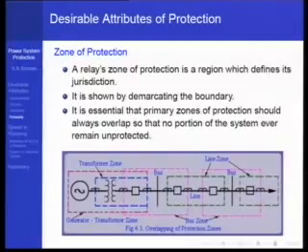So all of us know about this zone of protection and so on. The point is, there are two important issues. One is that zones have to overlap. You cannot have in this whole transmission distribution system any part of the system which is left unprotected. So zones have to overlap.